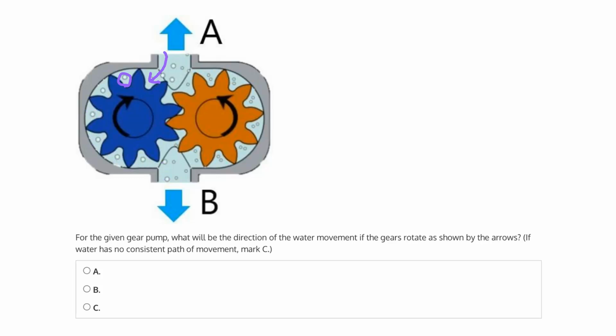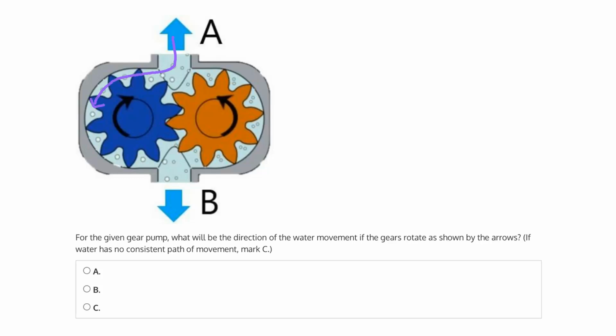So based on that understanding of gear pumps, that means a path in either direction through the center here is not an option. The water will travel along the walls of the pump. But the question is, in which direction? So if we consider both A to B and B to A, let's start with A to B. Water enters from A and goes to B.